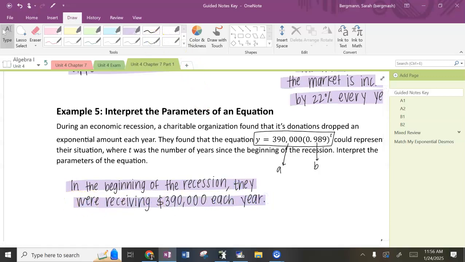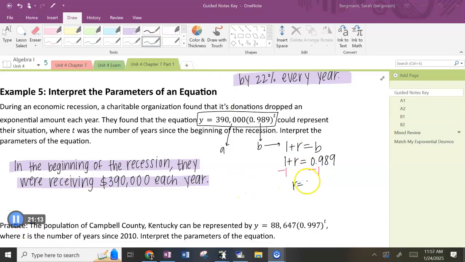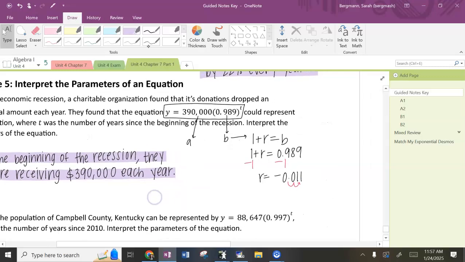However, now the base is 0.989, so we're going to have to figure out the rate. We know 1 plus the rate equals the base, so 1 plus the rate equals 0.989. And to solve that for r, or get r by itself, we need to subtract 1 on both sides. And this time we know we're going to end up with a negative. You get negative 0.011. As a percent, you're going to multiply that by 100 or move the decimal place to the right by 2. So that would be negative 1.1%.